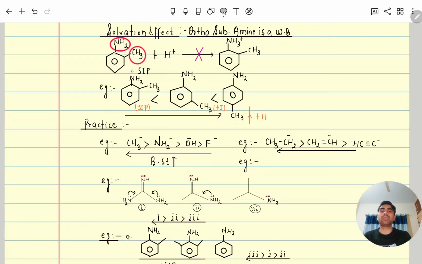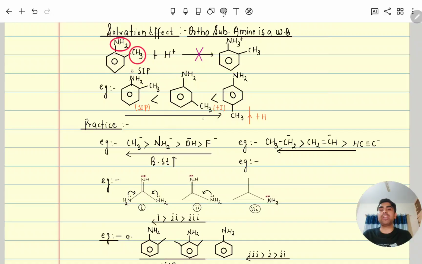Then we will see through resonance. So resonance is not happening. Then we will see through hybridization. So hybridization also: this is sp3, this is sp3, this is sp3. Then we will see through the solvation effect. So solvation effect, this one is the last. After that, the fourth and last one is electron donating and electron withdrawing.